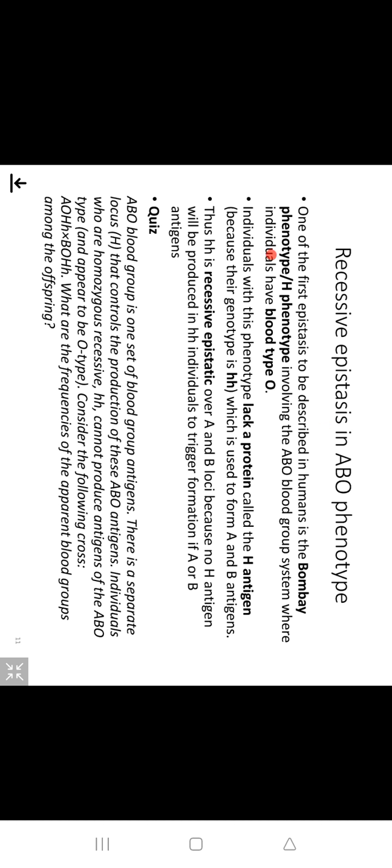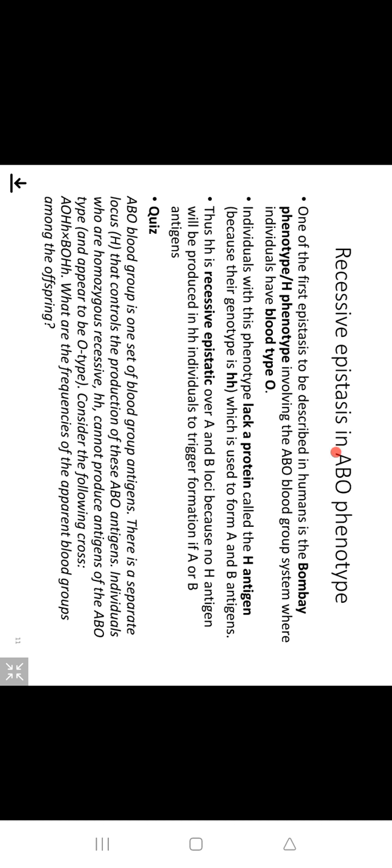So the Bombay phenotype involves the ABO blood group system, whereby individuals are blood type O. We have a particular locus in our genome which controls the blood group type. For example, if you have A on one chromosome and B on the other chromosome, you'll have AB. If you have A and the other one you have O, the recessive gene which produces no antigen, you'll be A. Then B, O, and so on.